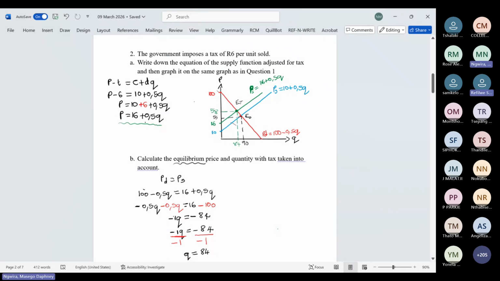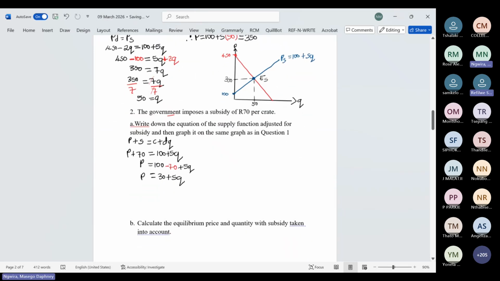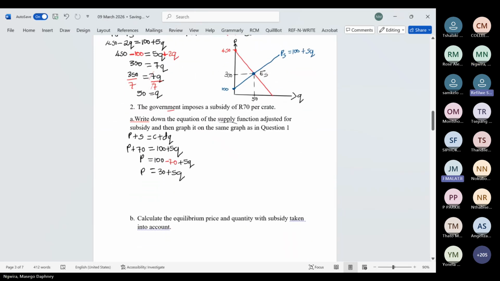Yes, it's a supply function adjusted for tax, and then this one is a supply function adjusted for subsidy. Can you see? All right, thank you.